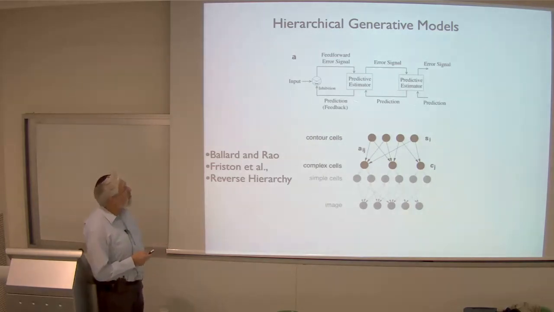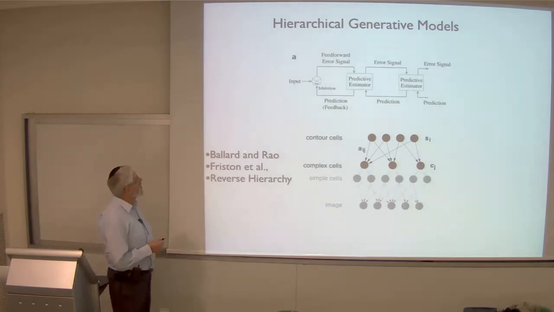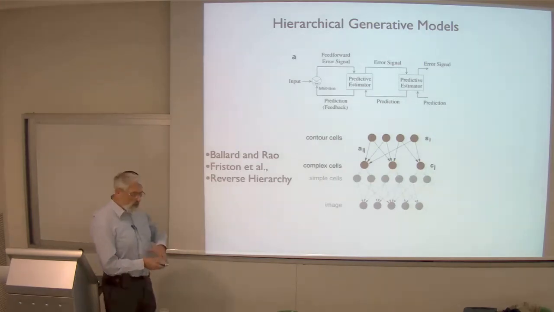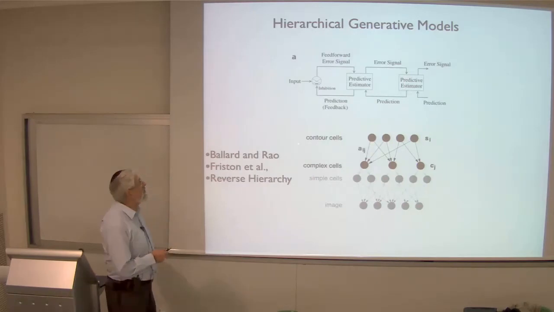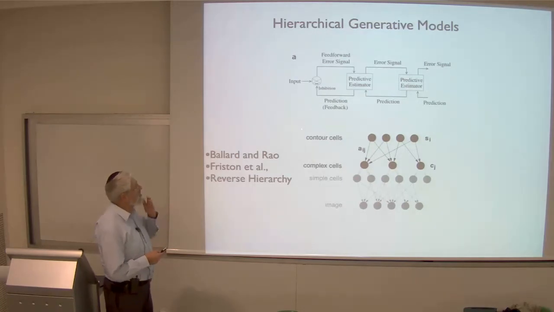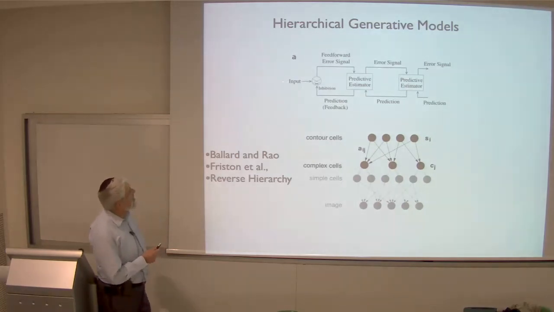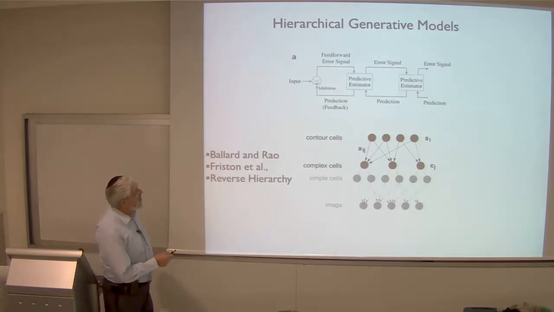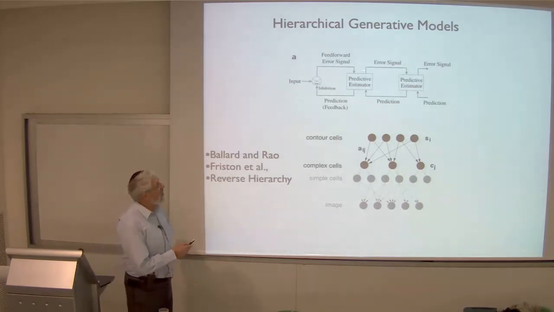But I would like to talk about extension of these models to hierarchical models. And I think that's sort of the state of the art of models of V1 in the context of the entire hierarchy of the visual cortex. It has been proposed by Ballard and company and Carl Friston and others. And basically the picture is cascading what I just explained.